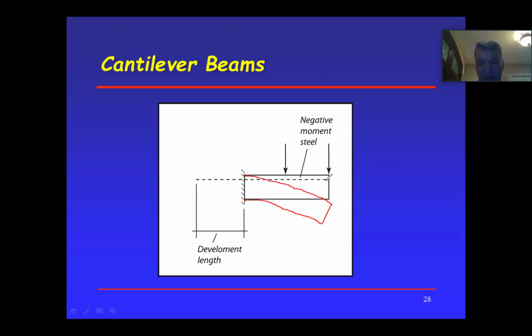If this is my bar, let me draw it with the deflected shape. It's going to be here, and I'm going to stop it here. You think this yellow bar is going to do anything for me? No, because the maximum moment is here.